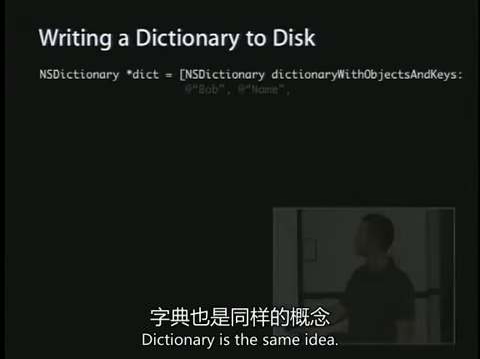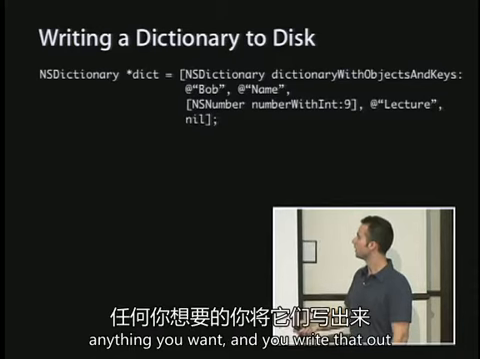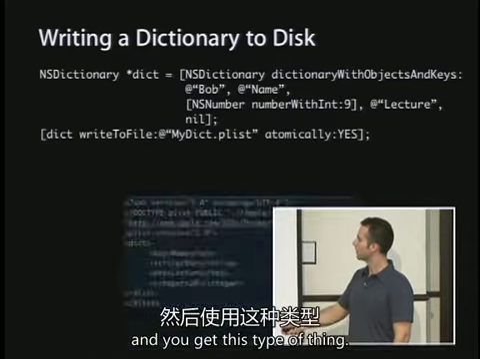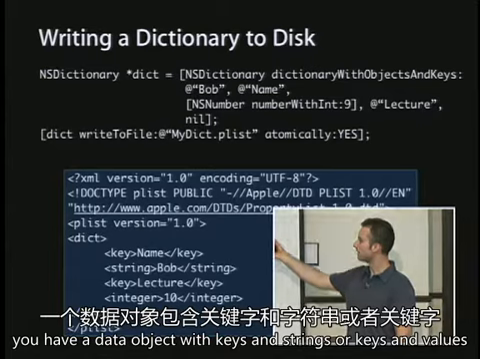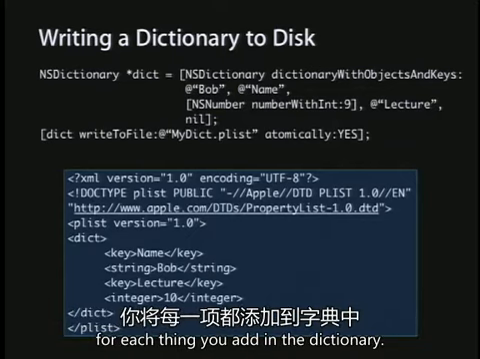Dictionary is the same idea. You have the keys and values, of course, strings, numbers, data, anything you want. And you write that out, and you get this type of thing. You have a data object with keys and values for each thing you add in the dictionary.